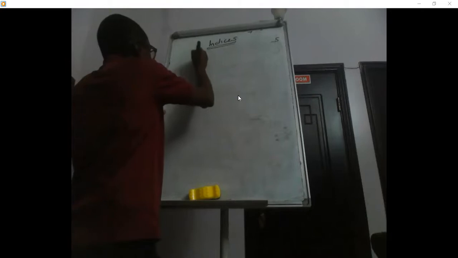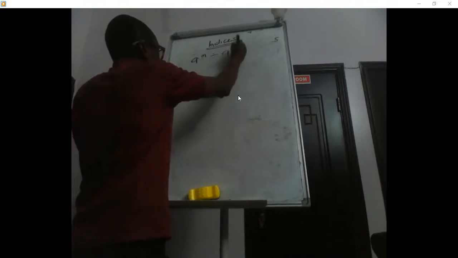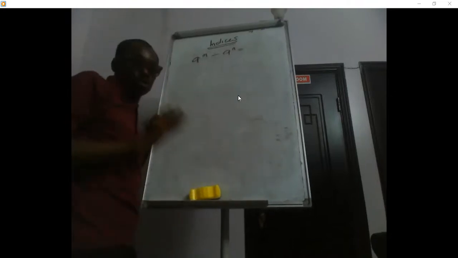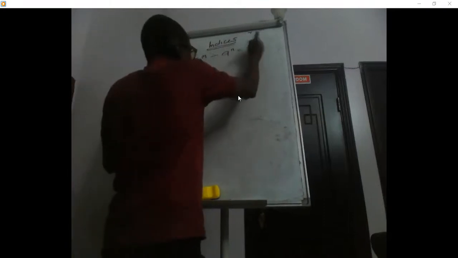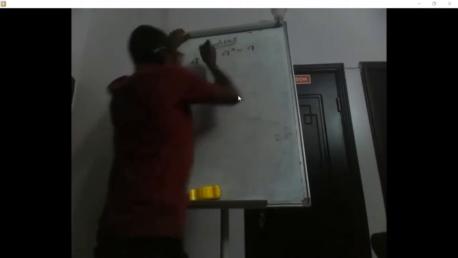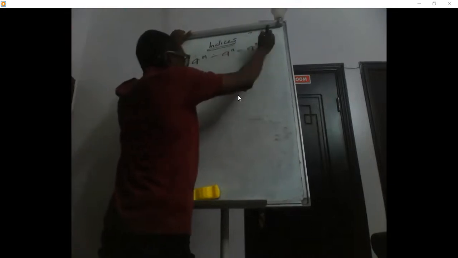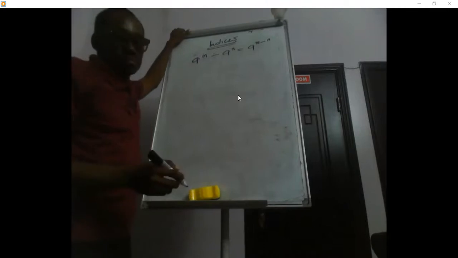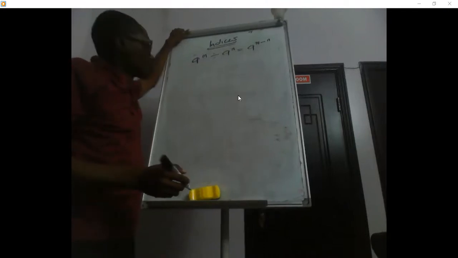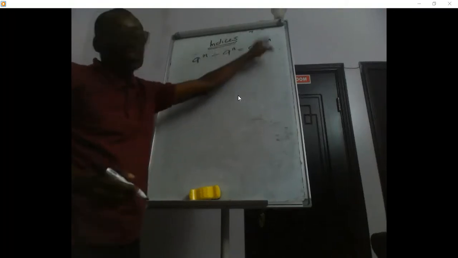So for the second rule, it states that when you have a raised to power m divided by a raised to power n, to simplify this, just take the base a. We have the same base a, different powers. Just take one of the bases, write it down, then it's going to be m minus n here. This is the divisor. You'll be subtracting that power, so it's going to be m minus n.